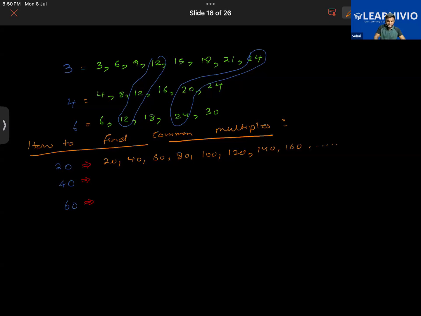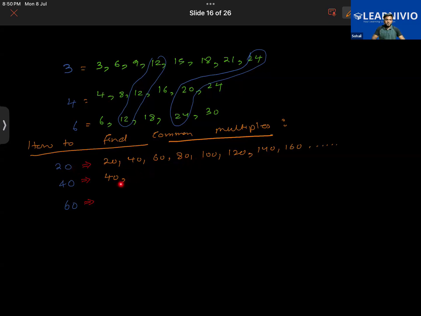And so on, it will continue up to infinity. Then write the multiples of 40. What are the multiples of 40? Yes, Habib, write down the multiples of 40. No, you have to write up to 6 or 7 of them. I didn't understand what to write. Just like we wrote down the multiples of 20 here.